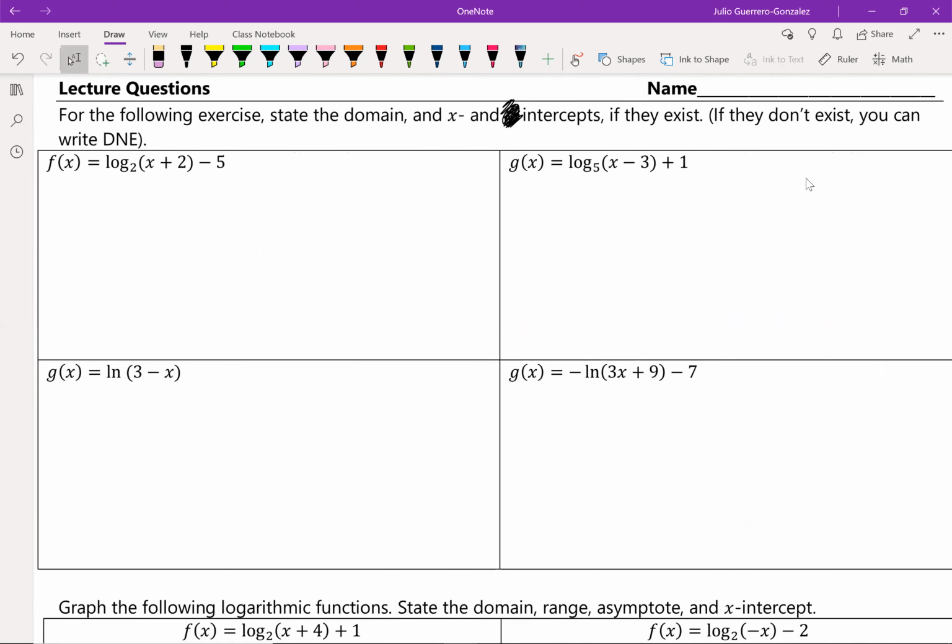State domain and x-intercept. So what's the domain? Oh, I haven't started that one yet. For G? Well, that's okay. Let's go ahead and do it.